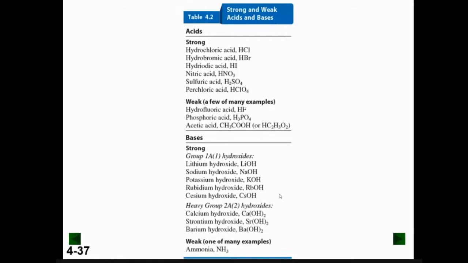Here's a table of strong and weak acids and bases. You only need to know the strong. There's a lot more weak than there are strong. So the strong ones are on top. There's actually 7 of them, depending on the textbook. The 7th one would be chloric acid, HClO3. So you need to know the 7 strong. And then the bases, the strong ones, those are right there. You notice group 1 breaks apart well in water because they're +1 charges. Ammonia is one you need to remember as a weak base.